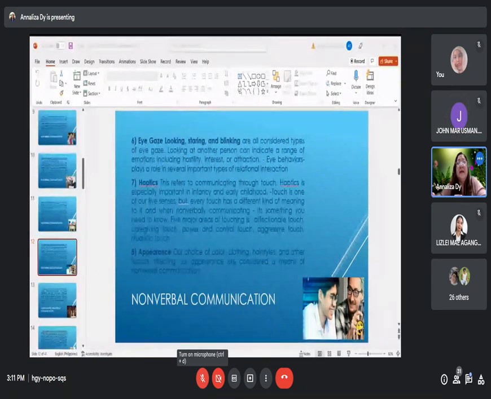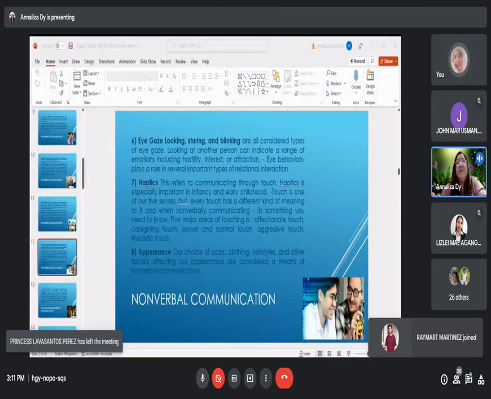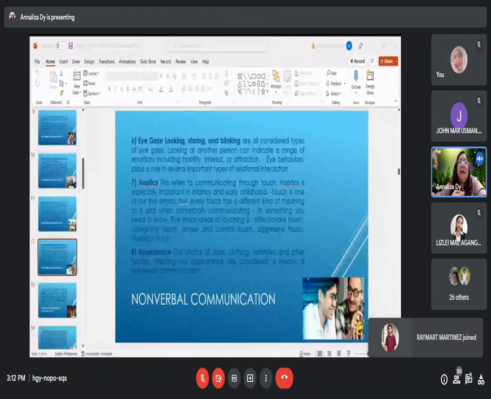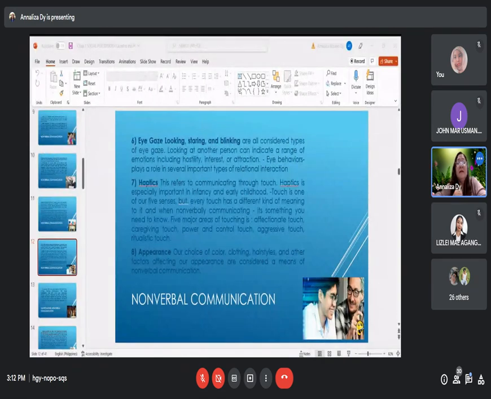Okay, aggressive touch. Aggressive touch, maybe those in crimes. People with very bad intentions, like thieves, hold-ups. Those are aggressive. Usually, when it is perpetrated on you, it can cause trauma or psychological pain. So aggressive touch is dangerous. How about ritualistic touch? Something done on a regular basis, repeated again and again. That's ritualistic touch. So there are such things.